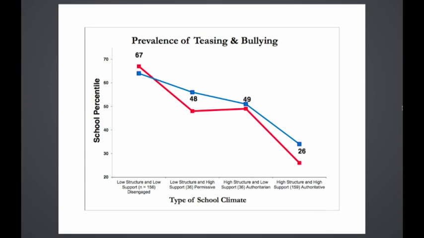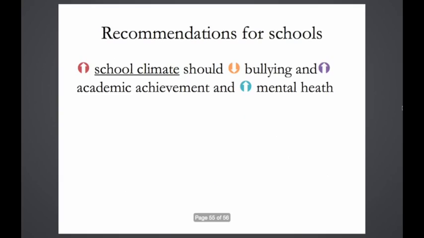So they're saying that if there's low structure and low support, you have the highest bullying rates in those schools. So what can we do to improve bullying? If we look at our school climate, we assess whether we have low structure or high structure, low support or high support.